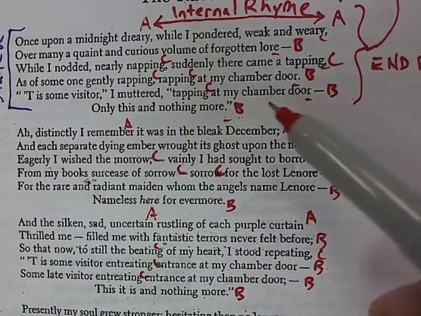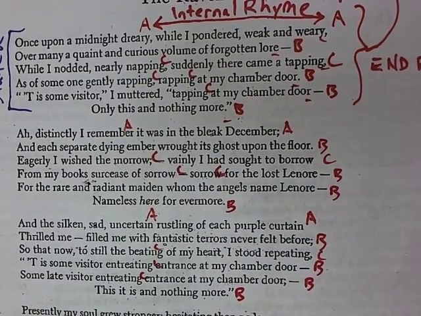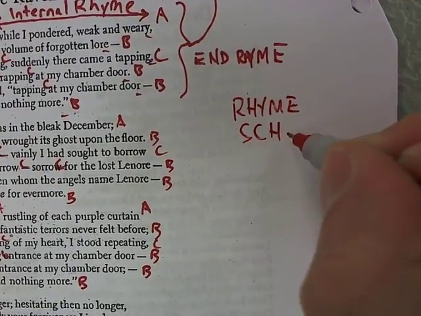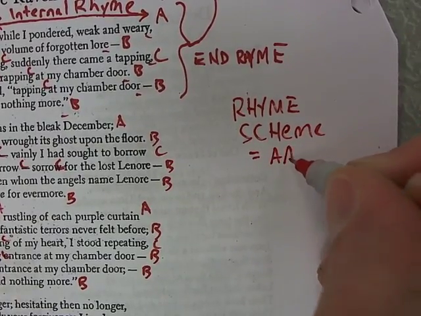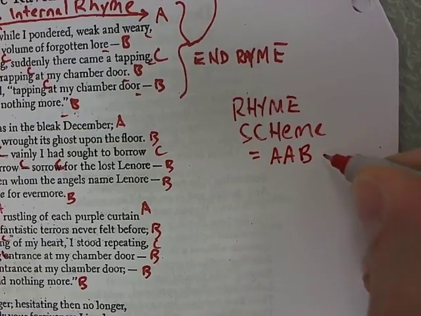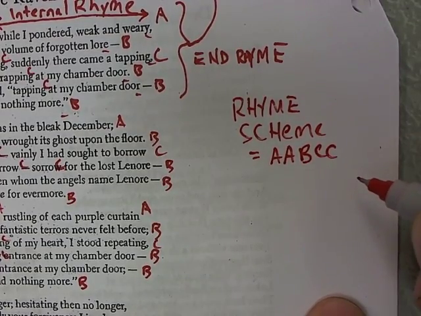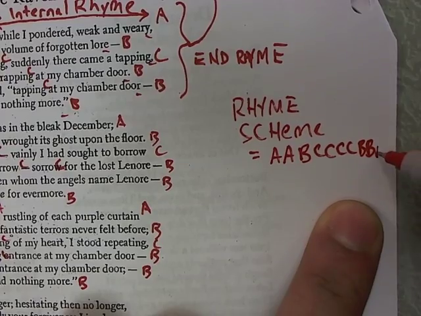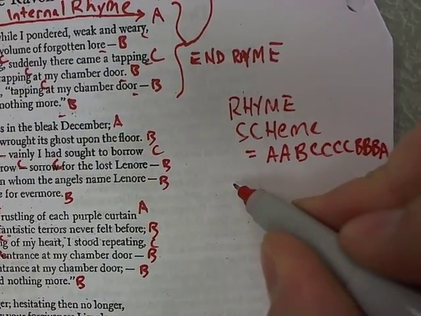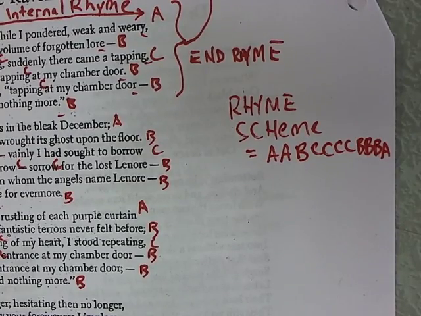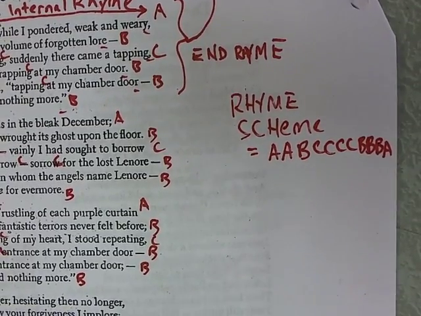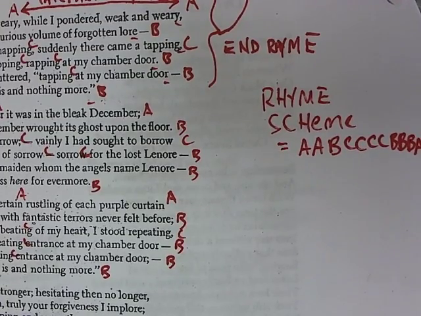So if we ignored the double lines in the middle, we could say that the rhyme scheme here is A, B, C, C, C, C, C, C, B, B, B, A. That's kind of complicated. A, A, B, C, C, C, C, B, B, B, A. Now, I would never remember that sequence of letters, but it certainly does give you the sense, when you read the poem out loud, of that repetition. You recognize that repetition.